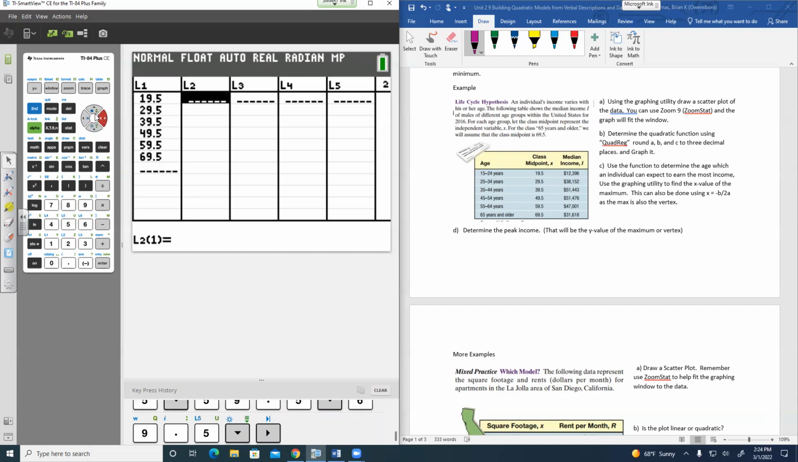And then this is getting into what they call the median incomes for these categories. So if you're around 19, or in the ages 15 to 24, your median income would be around 12,396. Remember, your calculator does not have a comma, so don't use a decimal point there for a comma. So for ages 25 to 34, the median income is 38,152.